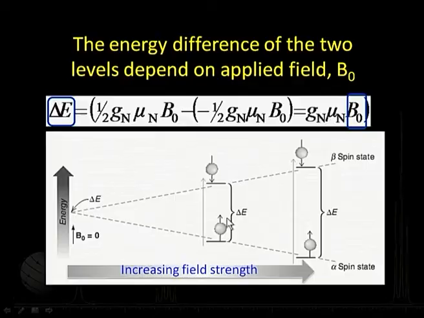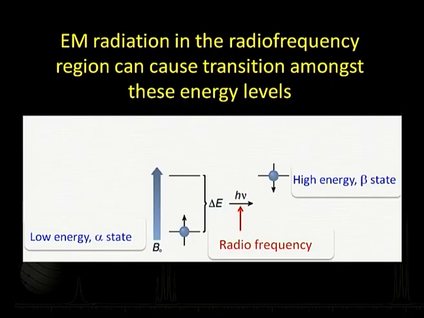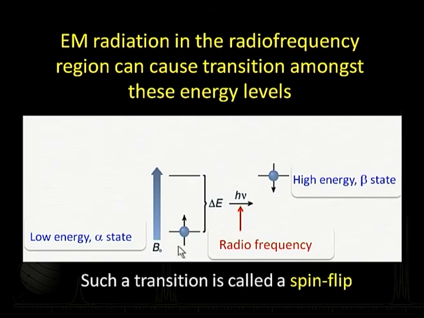We have got two energy levels now, and the delta E value is such that EM radiation in the radio frequency region has enough energy to cause a transition from the lower level, the alpha state, to the beta state. Such a transition is called a spin flip.